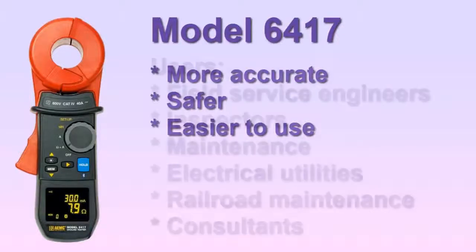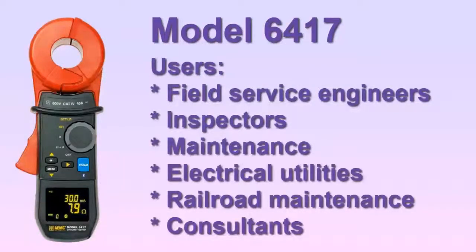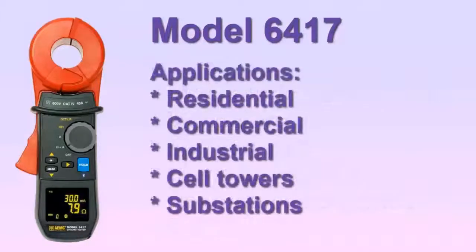Users of the Model 6417 include field service engineers and technicians, inspection personnel, facility maintenance electricians, electrical utility staff, railroad maintenance engineers, and consultants. Typical applications include checking the grounding electrode system for residential, commercial, industrial, and other facilities, as well as cell towers and small substations.